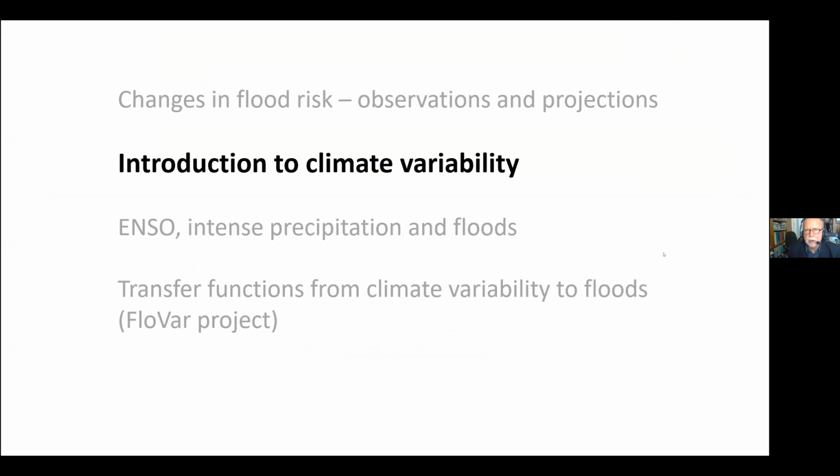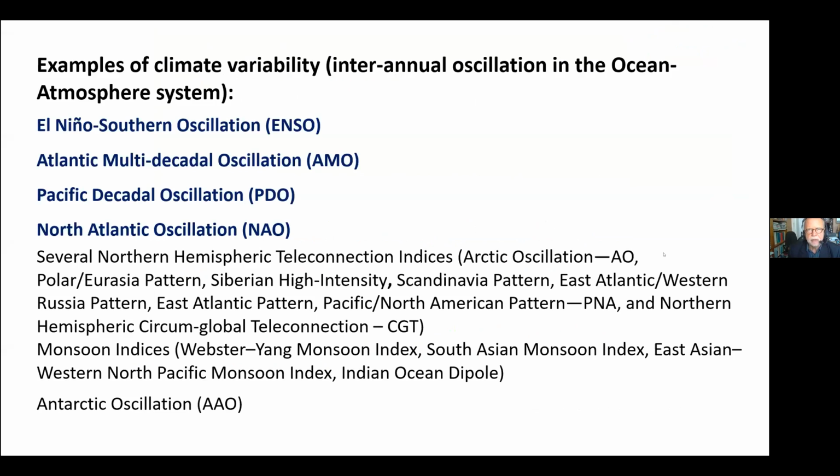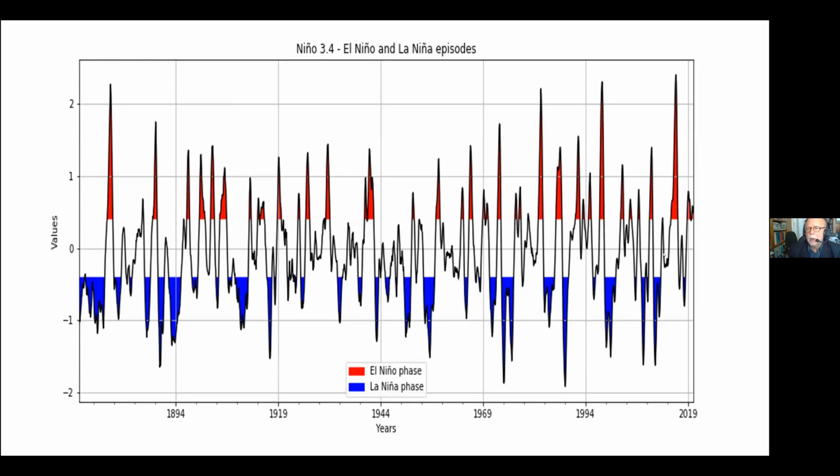Introduction to climate variability. There are many modes of climate variability or interannual and interdecadal oscillation in the ocean atmosphere system. Perhaps the best known examples of climate variability refer to the Pacific and to the Atlantic. So ENSO, El Niño Southern Oscillation, is probably the most common or best known oscillation mode. AMO, Atlantic Multidecadal Oscillation, PDO, Pacific Decadal Oscillation, NAO, North Atlantic Oscillation. But there are many more, including the Siberian High intensity pattern. Niño 3.4 is just an example of ENSO.